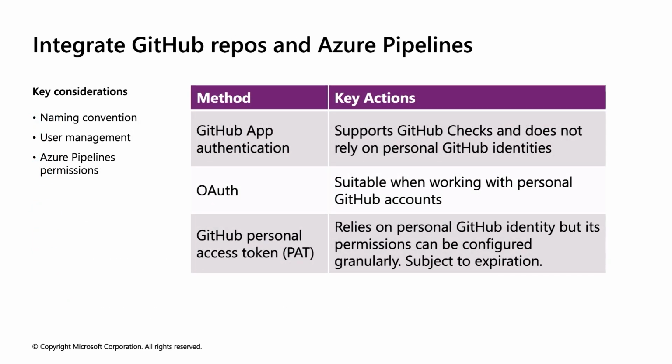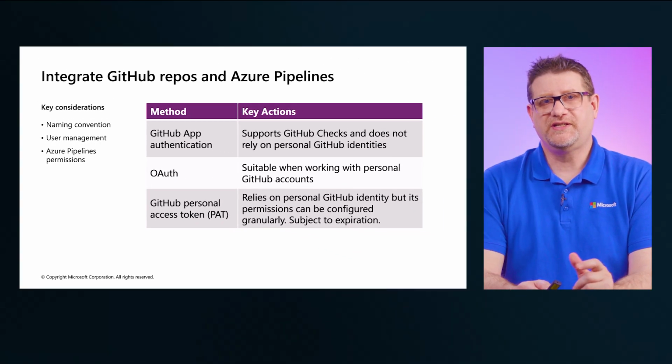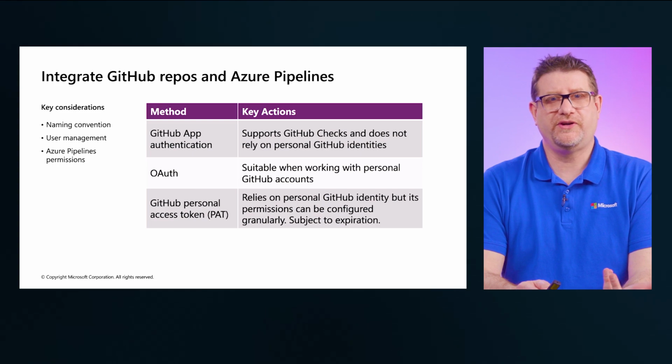Azure Pipelines integrates seamlessly with GitHub repositories, making it easy to automate our build and deployment processes. There are several ways to connect our GitHub repo to Azure Pipelines, each with its own strengths. Using GitHub App authentication is the most modern and secure method. It supports GitHub checks and doesn't rely on personal GitHub identities, which is great for teams and organizations. Alternatively, OAuth is suitable for working with other personal GitHub accounts, while GitHub personal access tokens offer granular permissions control, but require careful management since they can expire. These flexible authentication options ensure you can tailor your integration to your team's needs and security requirements.